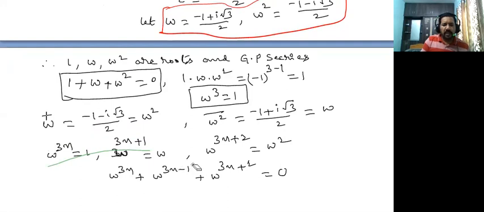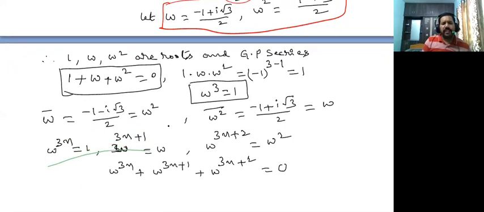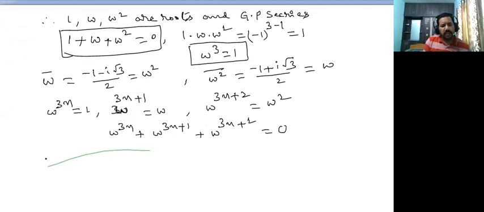Observing the omega value. What is 2 omega? 2 omega means minus 1 plus i root 3 by 2. Okay, minus 2 omega means 1 minus i root 3 by 2. Now I will say an important point.